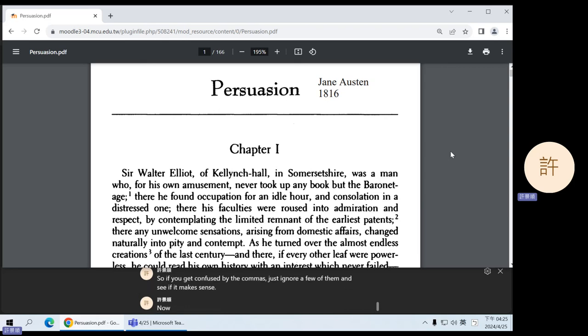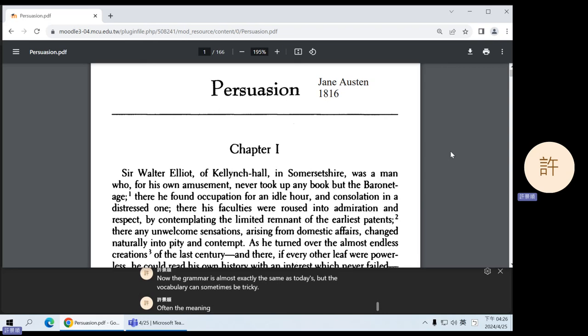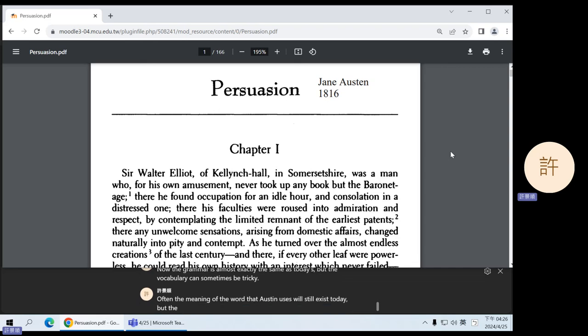Now, the grammar is almost exactly the same as today's, but the vocabulary can sometimes be tricky. Often, the meaning of the word that Austen uses will still exist today, but the meaning will be different.